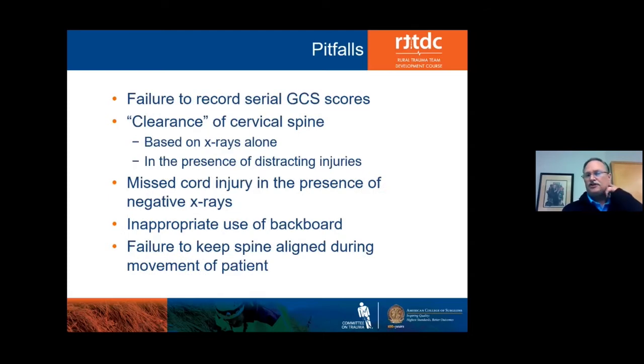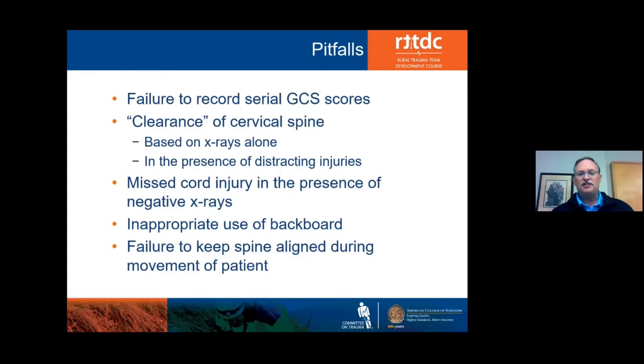Okay. Some pitfalls that you see are failure to record serial GCS scores and clearance of the cervical spine by x-rays alone. Realistically, if all the capability you have is the lateral x-rays, fine, but you cannot clear a cervical spine based upon x-rays by themselves, nor should you. I do know that with our facility, when we have a trauma patient and we scan the head and the C-spine, if they're both negative, we still leave the cervical collar in place until they get to the receiving facility.